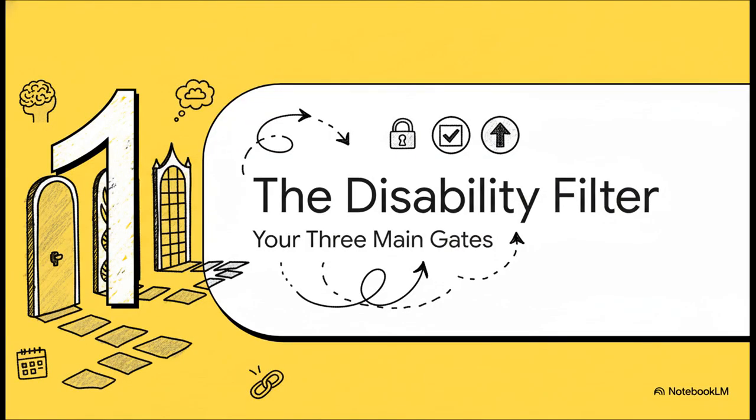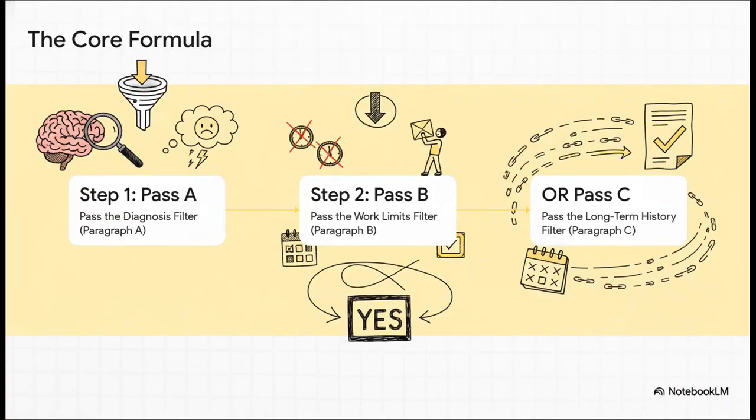At its heart, this whole filter system is really built around three main gates that you have to get through. If you can understand how these three gates work together, you'll understand the entire process. And here is the core formula. If you remember one thing, remember this. It's A plus B or C, okay?